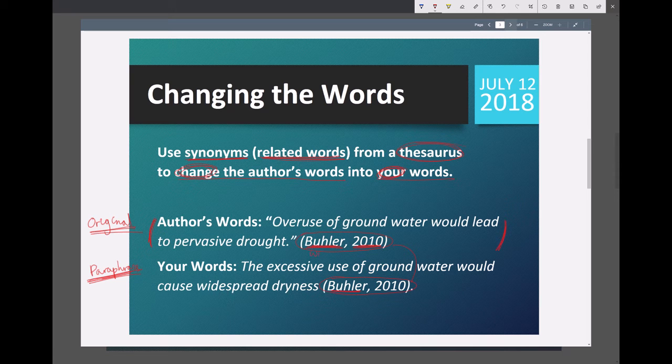So this is the who and when they wrote this, when they wrote the sentence. Okay, so compare the author's words, "overuse of groundwater would lead to pervasive drought," to this example here of your paraphrase: "The excessive use of groundwater would cause widespread dryness."